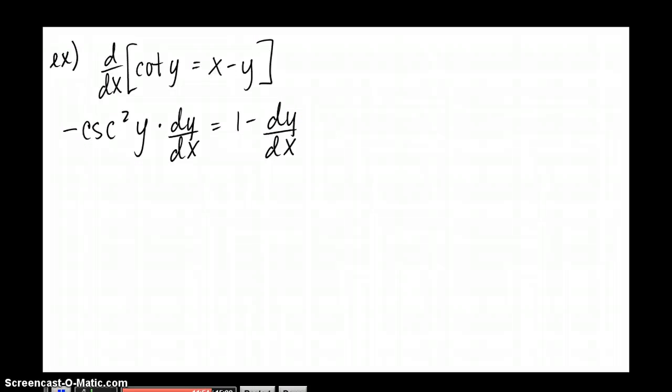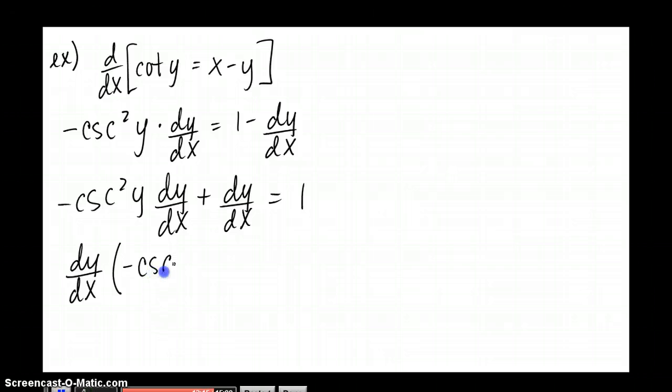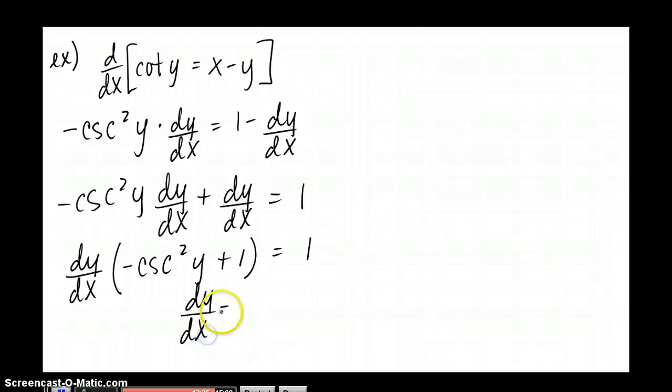Okay, so now I have my dy/dx's on opposite sides of the equal sign. So I'm going to add the dy/dx from the right-hand side, so that equals 1. I'm going to factor out dy/dx now from the left-hand side. I get (negative cosecant squared y plus 1) times dy/dx equals 1. dy/dx equals 1 over 1 minus cosecant squared of y.